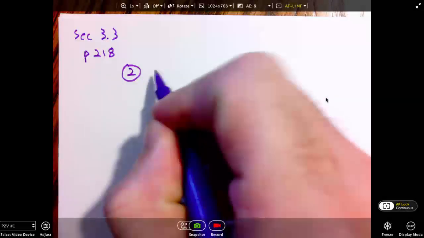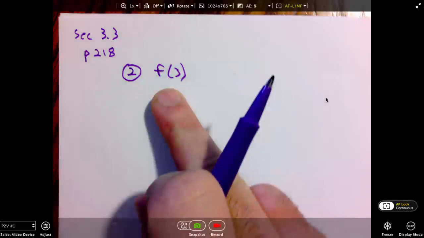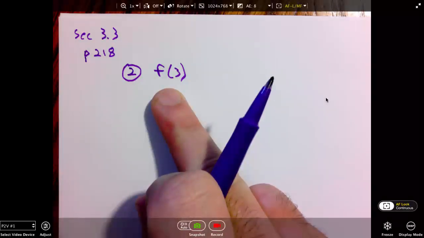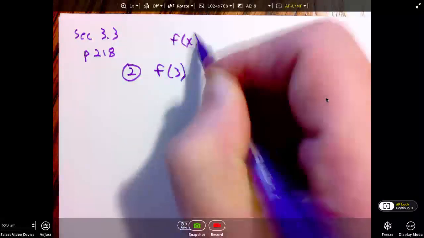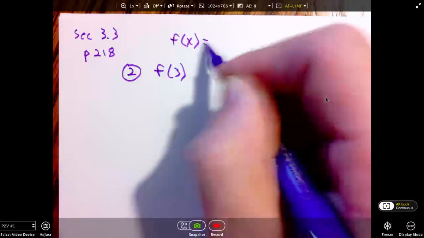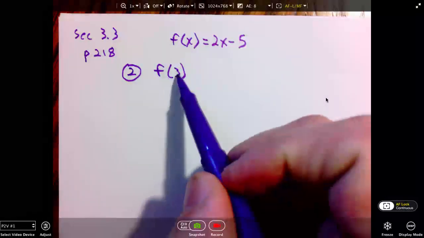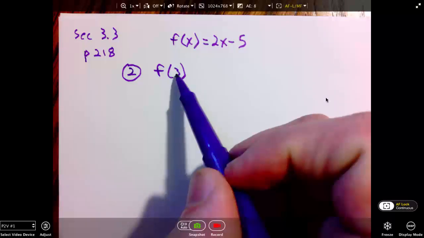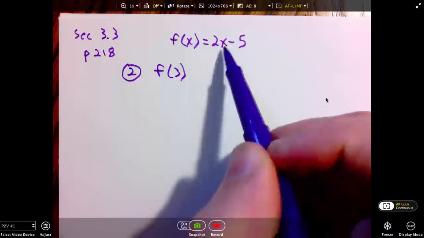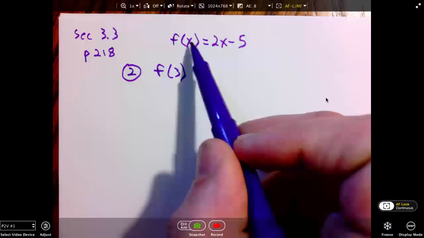Number 2 asks for f of 3. Well, this is function notation, and we went over this in class. The function in question is f of x equal to 2x minus 5. When we say f of 3, we're simply going to take 3 and substitute it into both places where we see x. Here you see x has become 3.